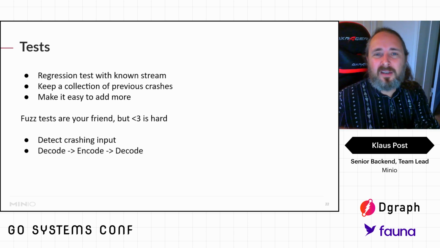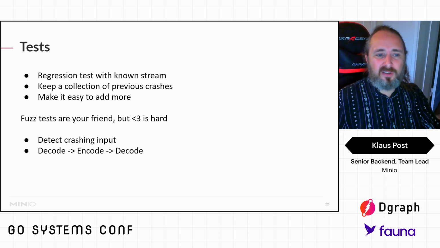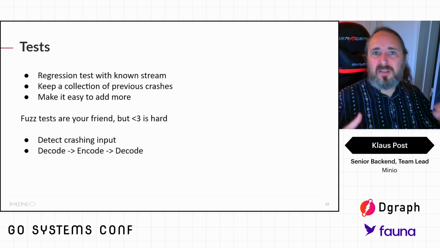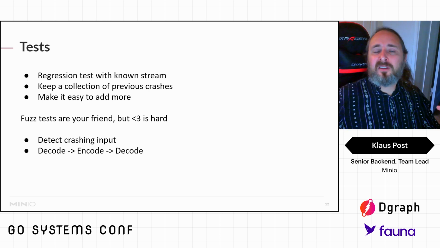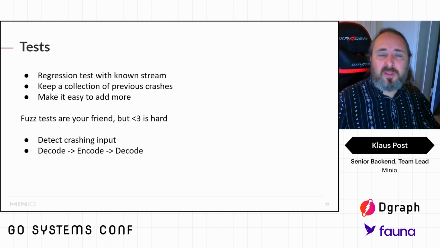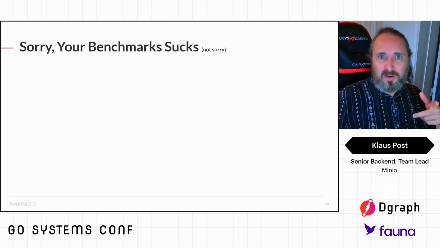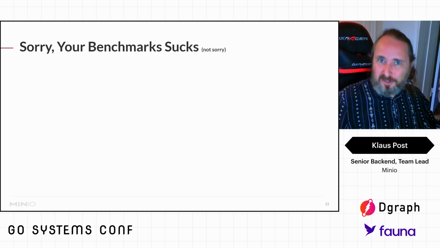Testing the encoding stage can be quite hard. So sometimes I set up a decode to encode to decode, where you then compare the decoded outputs. That is a way of getting your byte data into the encoder as well. But there may be other ways you can create good samples for your encoder to test. So now it gets tough. Benchmarks. And I'm sorry, your benchmark sucks.